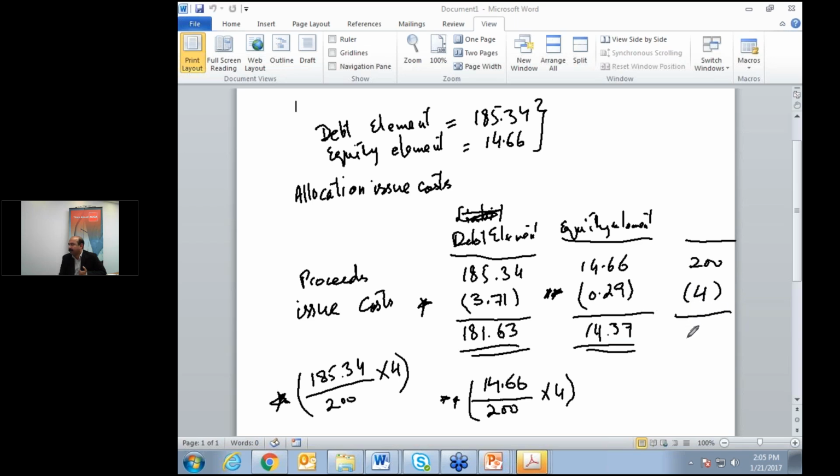So this will give us 196. Let me check this calculation. 185.34 divided by 200 into 4. Okay, fine, this is correct. So if you people are clear on this, only then I will move to the journal entry. First of all, be clear about this allocation. If you have any question about this allocation, please feel free to ask.